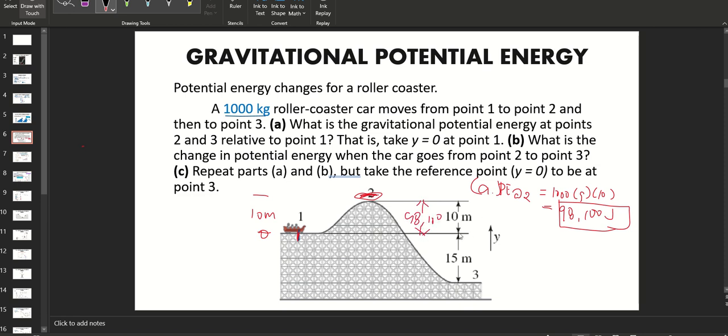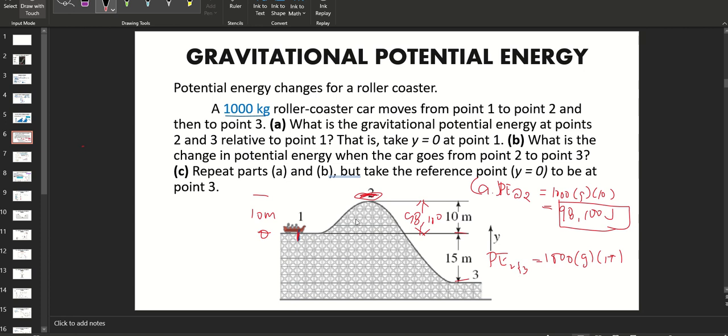98,100. So you add another 15 again. So what is the potential energy at points 2 and 3? That is 1,000 times G times 15. So the total itself, what is the change in potential? That's not really a change.